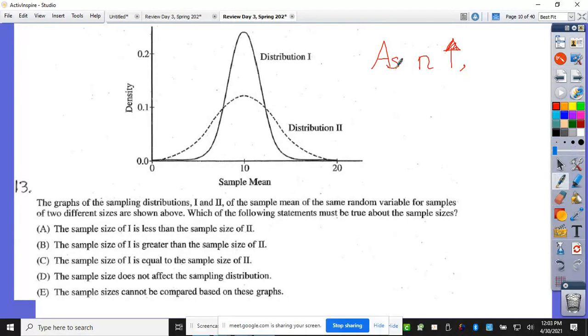As our n increases, spread decreases, which is the exact same concept we got out of one of the other problems yesterday in our first 10. So, is distribution 1 a smaller spread or bigger spread? So this is a smaller spread. This is a bigger spread. Which means this is a what kind of n? Bigger n, and this one is a smaller n.